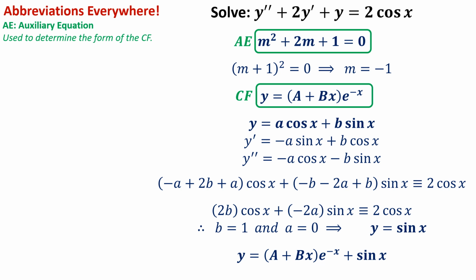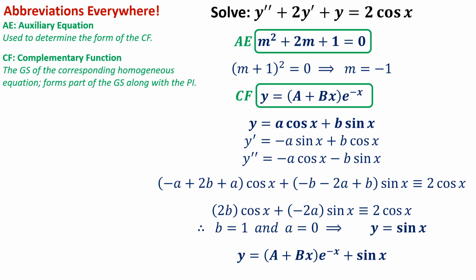This is the complementary function. Now, if the original equation had had a 0 on the right-hand side instead of 2 cos x, we'd be done by now. This would be the general solution to the homogeneous differential equation. However, this isn't a homogeneous differential equation. This one's non-homogeneous, which means the label given to this line is complementary function, not general solution. It is the general solution of the corresponding homogeneous equation, but we also need to combine it with the particular integral before it becomes a valid general solution to this non-homogeneous equation.